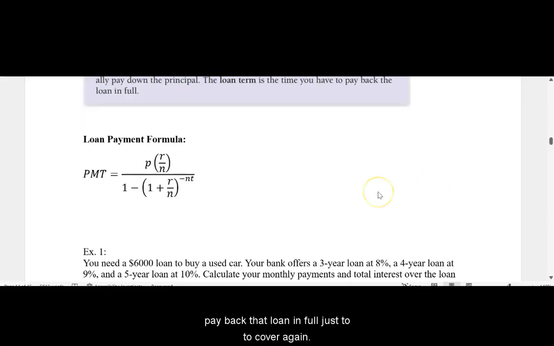Just to cover again, this is the payment formula that we looked at in a previous video. This is basically the formula that you would use to find out what would be your payment given the loan amount, your interest rate, how often it's compounded. Typically, it's going to be monthly with a loan, and then how long, which is your T, you will be making payments on that loan. The goal is that at the end of the term of the loan, your loan would be paid off. Okay, just a quick little review.